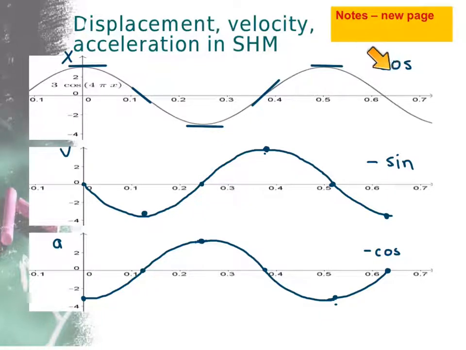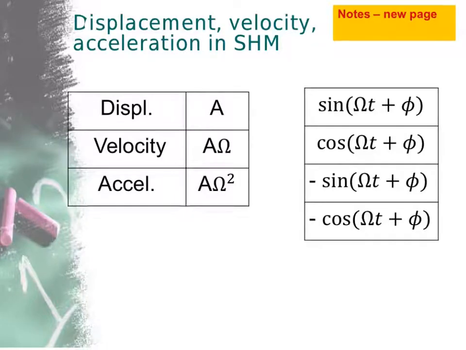But what if my displacement isn't cosine? What if it is a sine, or what if it's negative sine? What if it's some other sine or cosine? Well, what I want you to do is write down these two tables very quickly. Write down sine, cosine, negative cosine. These things here aren't exactly important now, but I definitely want you to write down sine, cosine, negative cosine.